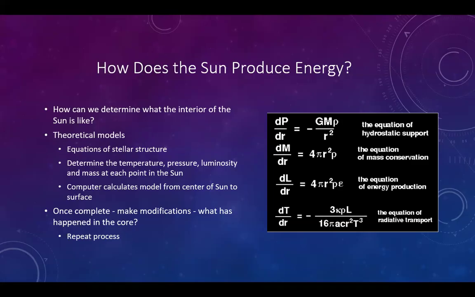So we can build theoretical models with equations for the stellar structure. We can determine the pressure, temperature, luminosity, and mass at each point in the sun. And then we can calculate a model from the center of the sun to the surface and compare this with what we actually see on the sun, and make corrections to improve these models and repeat the process.